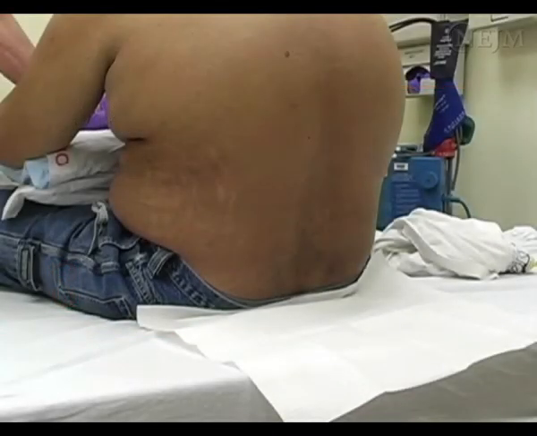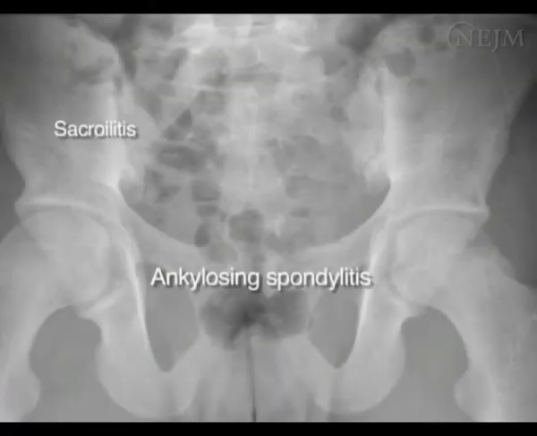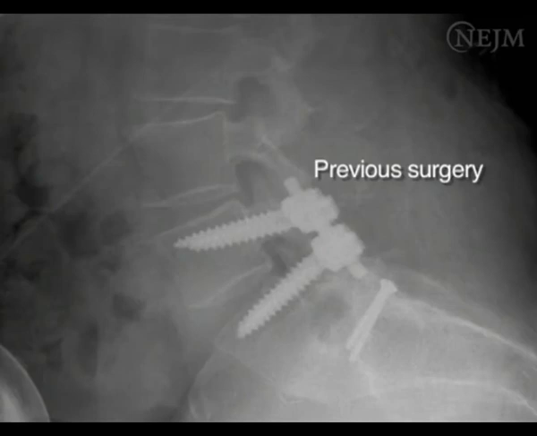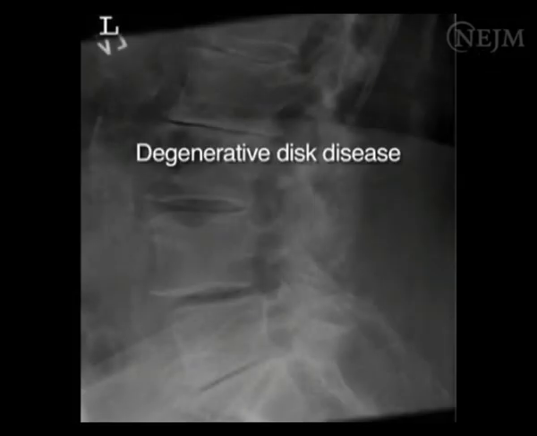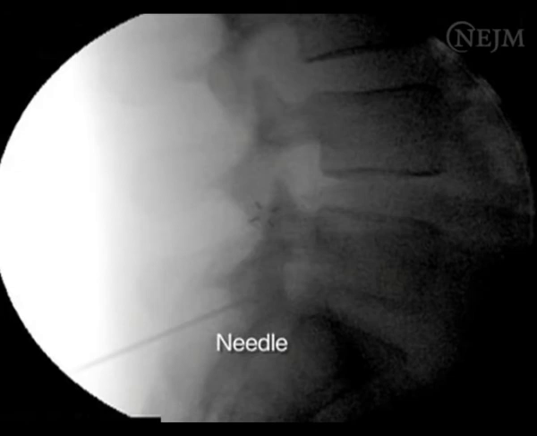Obese patients may represent a challenge due to difficulty in identifying landmarks. Other conditions, such as osteoarthritis, ankylosing spondylitis, kyphoscoliosis, previous surgery that has altered landmarks or spaces, and degenerative disc disease also may make the procedure more difficult. If faced with these challenges, consider consultation with an anesthesiologist or perhaps a radiologist if fluoroscopy-guided lumbar puncture seems to be a better approach.